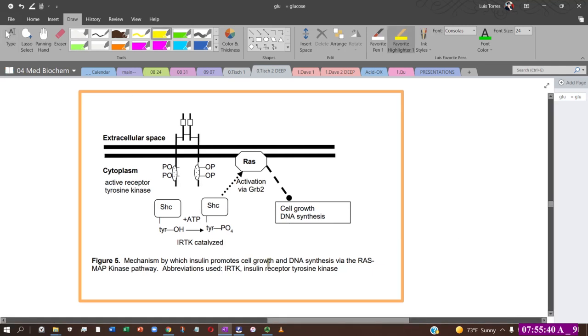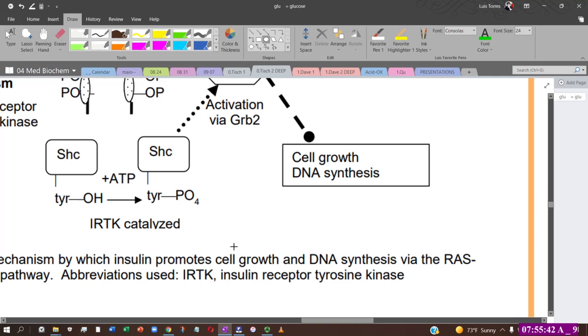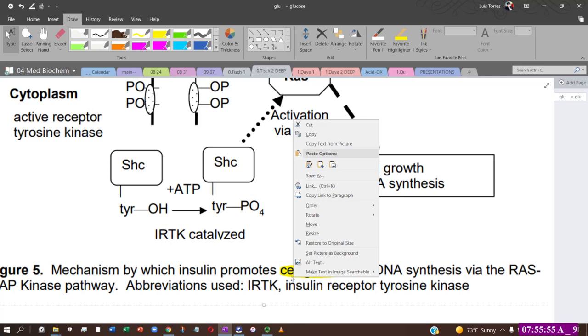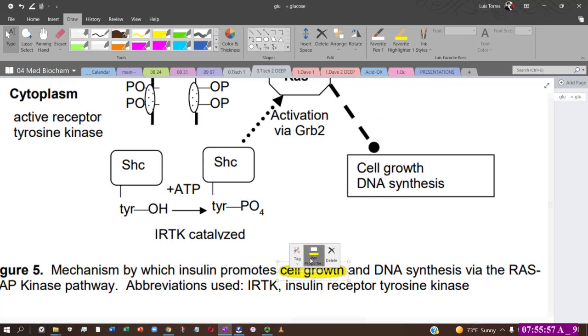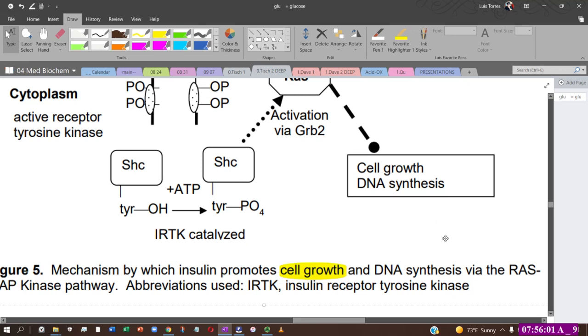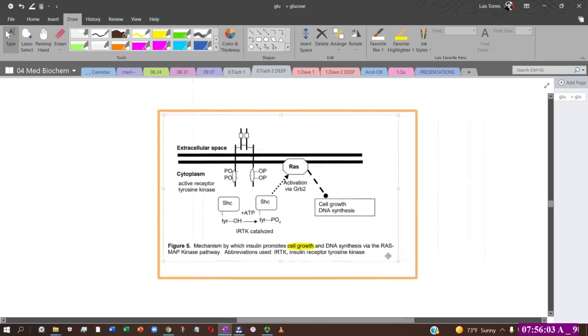So we'll go ahead and label that with this yellow. Cell growth. There you go. Very nice. So that's the end of that.